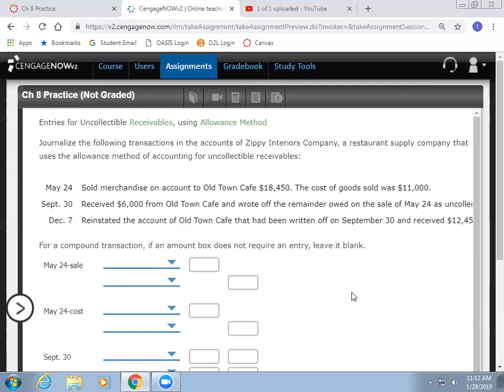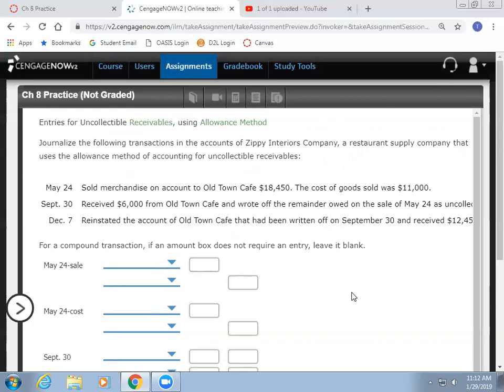Okay, so what that does is it adheres to GAAP. It follows the matching principle because we're matching that expense of bad debt to the year in which the sale was made. Okay, so that's really important. Again, if we're a publicly traded corporation, we have to adhere to GAAP, which part of GAAP is the matching principle.